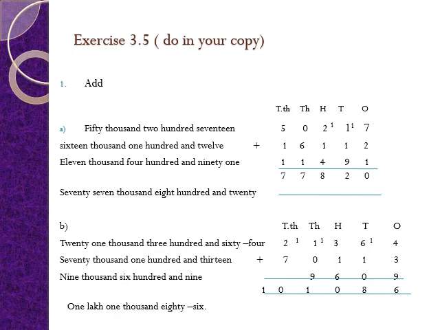Part A. You have to add 50,217 and 16,112 and 11,491. So at first we will write the number in words, and this side we will write the number in numeral form. So first we will put the place value chart. 50,217 is written in your place value chart. Then 16,112 is written the same way in numeral form. Then 11,491 is written in your numeral form.